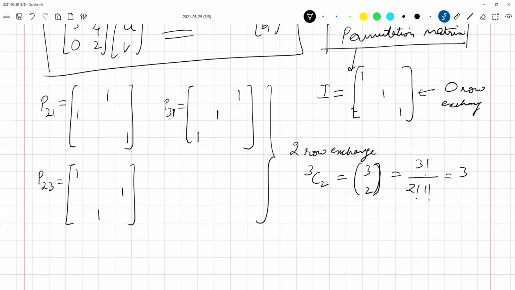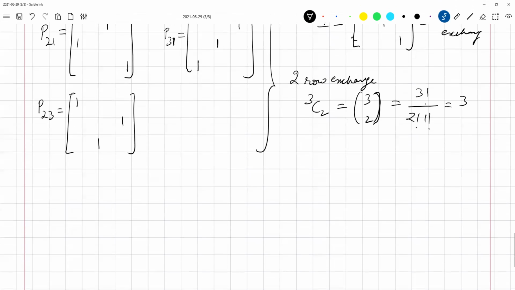So this is 2 row exchange. Now I want to do 3 row exchange. How do I do that? So 2 1, 3 1, then 4 1 and then 3.